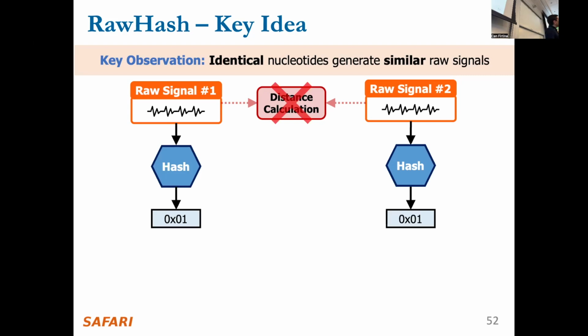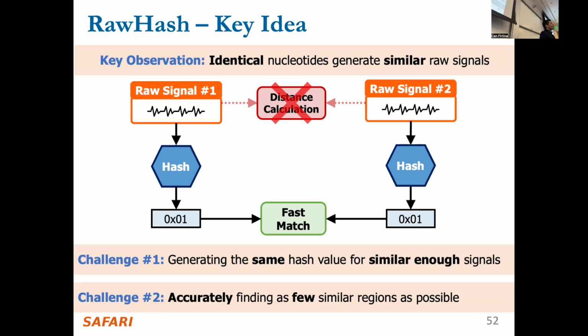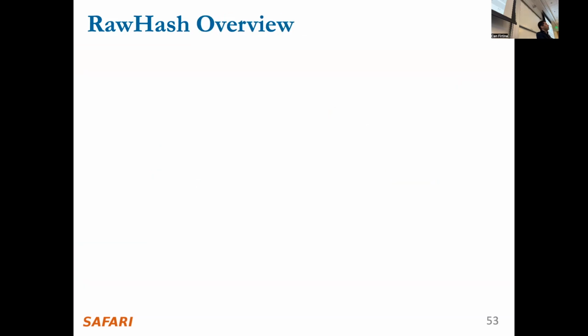Rather, we want to somehow generate hash values from these signals. And these hash values then can be used for fast match purposes, right? But then there are basically two challenges. One question is, how can we generate the same hash value from different signals or similar enough signals, right? So we need to be able to do that. The second challenge is that we also want to accurately find as few similar regions as possible, so that we're not looking at too many regions at a time, but only a few regions, even if it is a large genome.